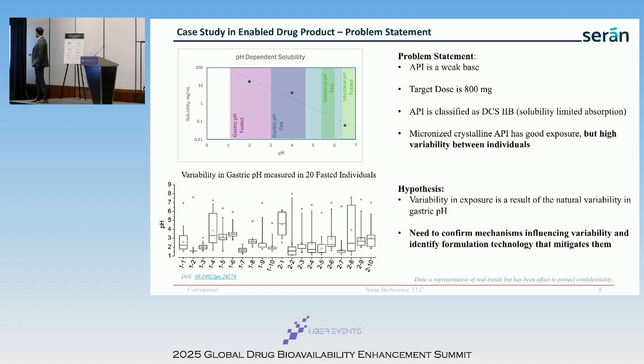We like to think in the lab that every human is perfectly pH 1.6 in the fasted state, right? But there's a lot of variability, even in healthy humans, between people, within people, right? And just the fasted state. So our hypothesis for this was that variability in dissolution, extent of dissolution in the stomach affected our exposure in the intestine. So first we need to confirm that this is the mechanism at play, and then we need to identify some formulation strategies that get around that and help mitigate these different effects.